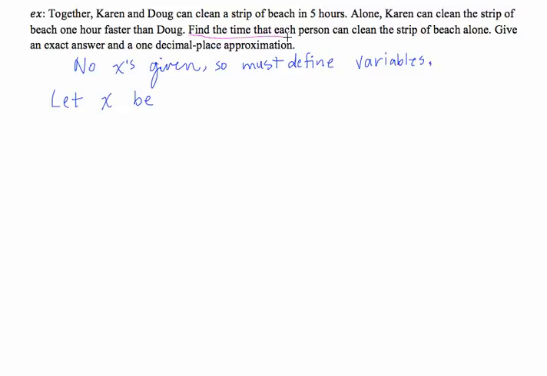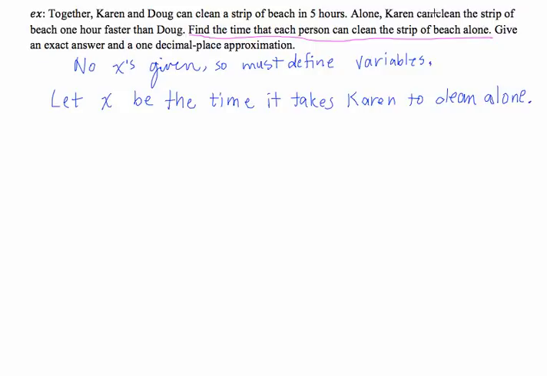Typically x is what you're looking for, right? Usually you solve for x. So it's easiest if you make x whatever it is that you're looking for. So this says find the time that each person can clean the strip of beach alone. So let's let x be the time it takes for one of them to clean the beach. And we'll have to define which person that refers to. So let's let x be the time it takes. How about Karen, since she's mentioned first? So the time it takes for Karen to clean the beach alone.